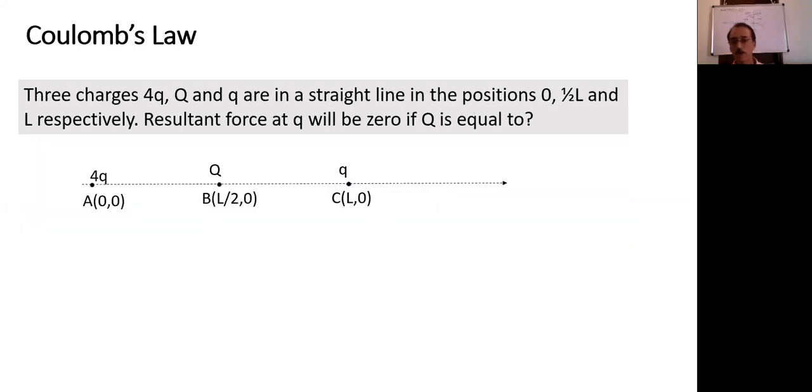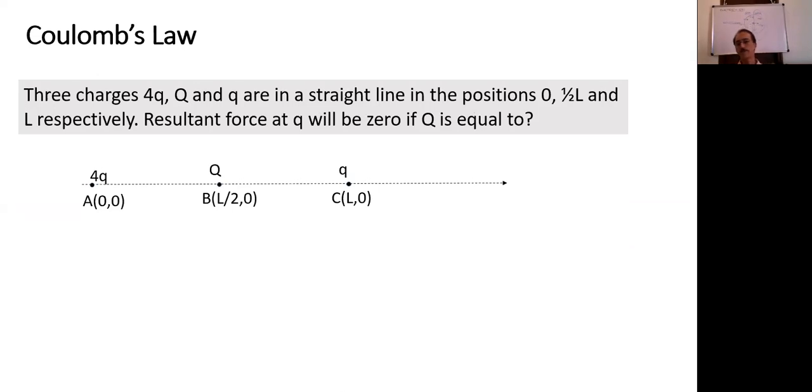Sorry, please don't type anything in the chat because I am in presentation mode and I am not able to see it. If anybody has a query, please speak up. I'm not able to see the text part.